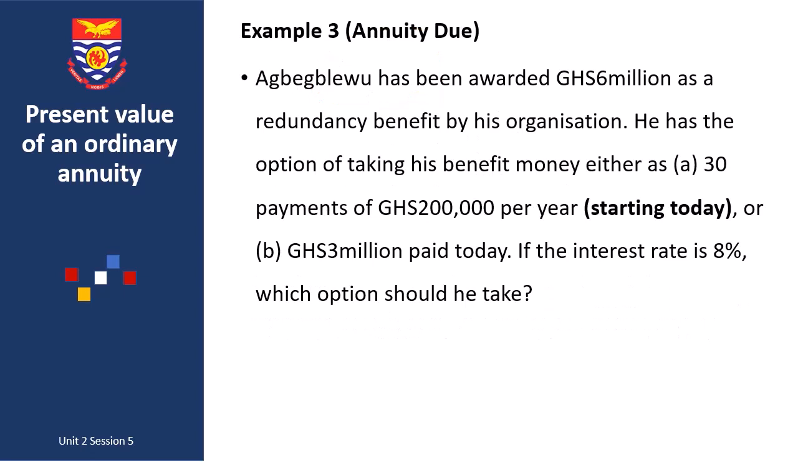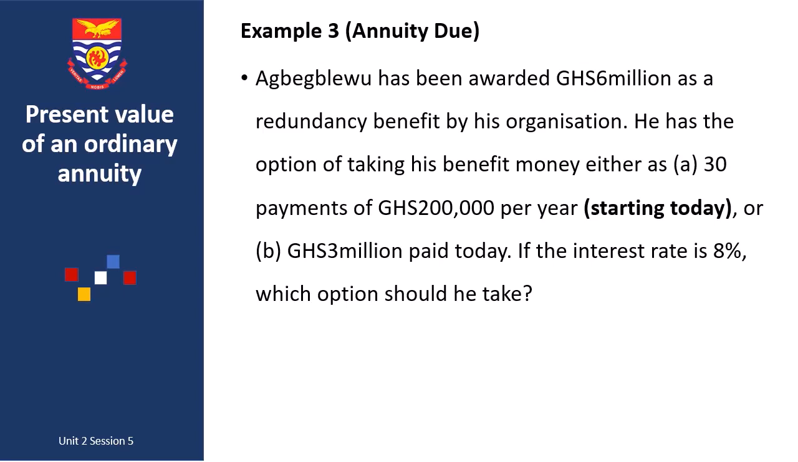Let's try with this example 2. So this example 2 talked about ordinary annuity when the payment is occurring at the end of the period. Let's try an example whereby the payment is occurring at the beginning of the period, that is annuity due. Agbegbelewu has been awarded 6 million as a redundancy benefit. We are using the same question, just that we are changing the frequency of occurrence from the end of the period to the beginning of the period.